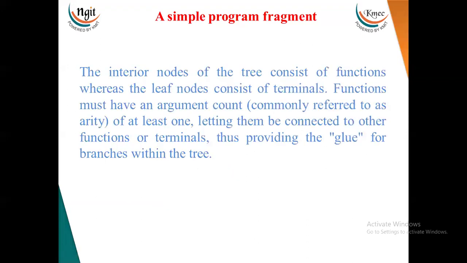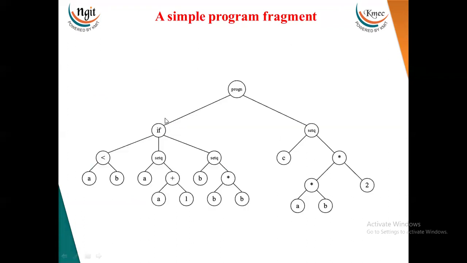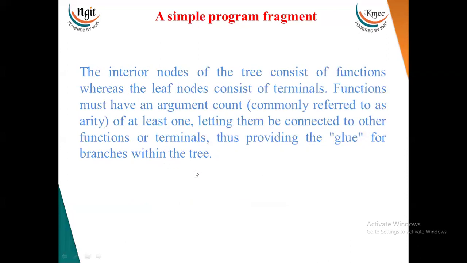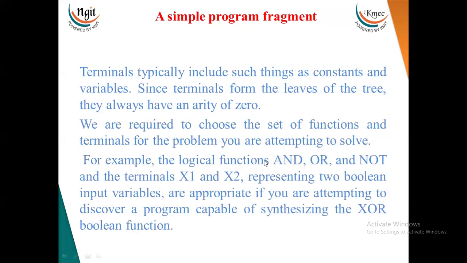So what is a simple program fragment? It consists of functions and terminals. The interior nodes of the tree consist of the functions, and the leaf nodes consist of the terminals. Here prog n is a function, if is also a function, set q is also a function, less than is also a function, and star is also a function. Only leaf nodes will be our terminals, that is values. Terminals include constants and variables. Terminals form the leaves of the tree, and their cardinality will be 0.